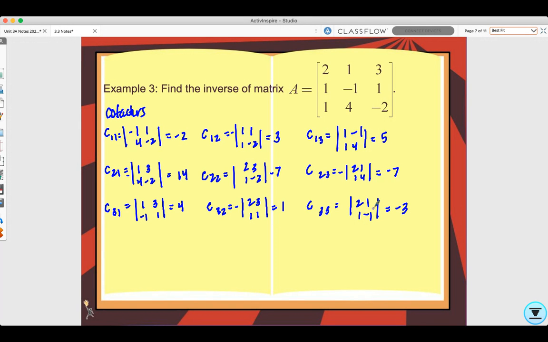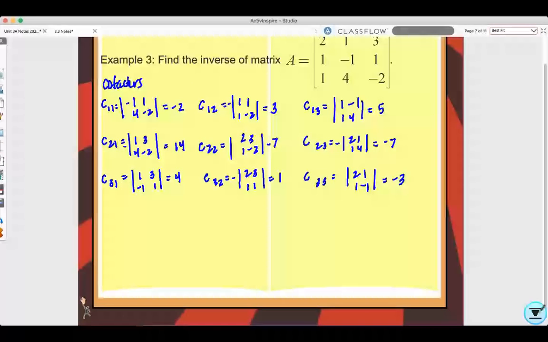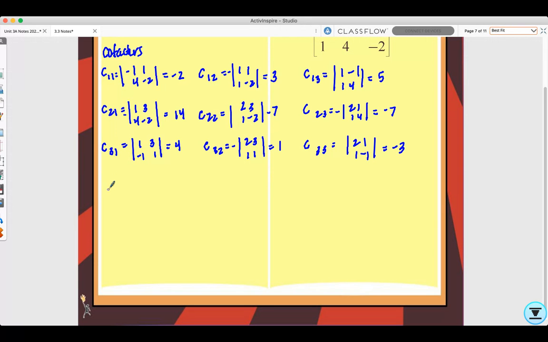So the adjoint of A is the transpose of the matrix of cofactors. So C1,2 actually goes in the 2,1 position. So when I'm actually finding the adjoint of A, -2 would stay where it is, but this row becomes the column. So I'd have a 3 and a 5. And then here I'd have 14, -7, -7, and 4, 1, -3.